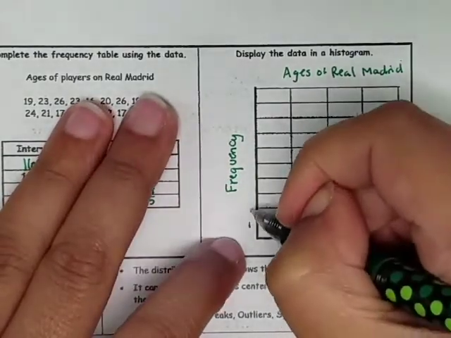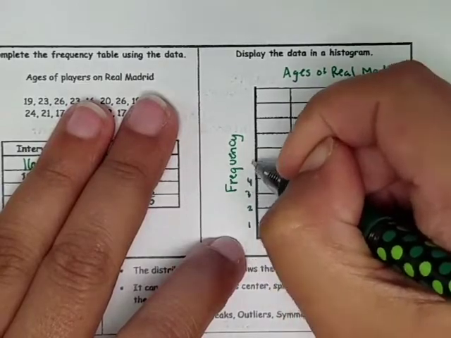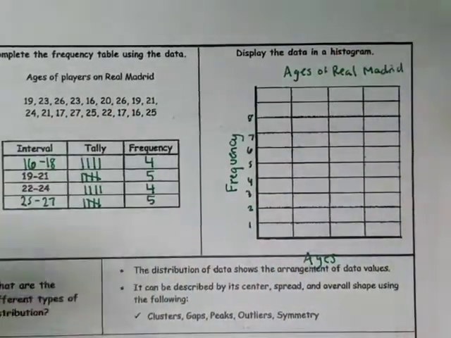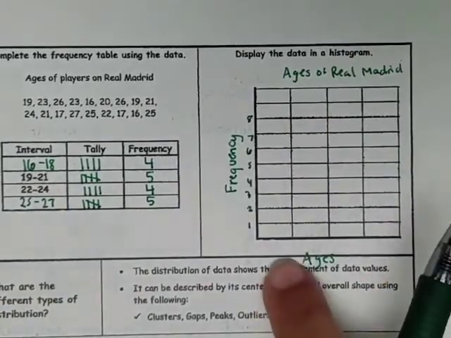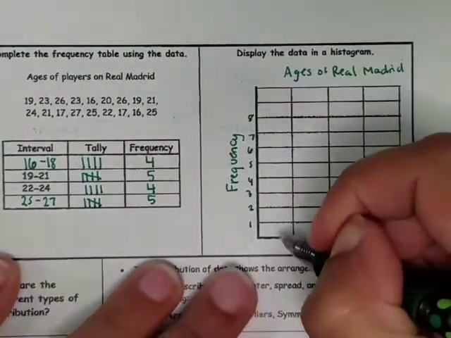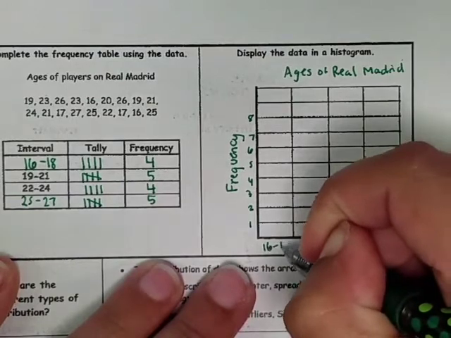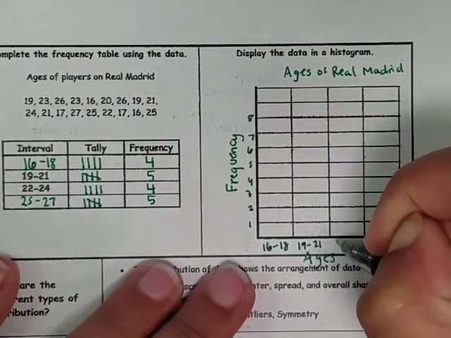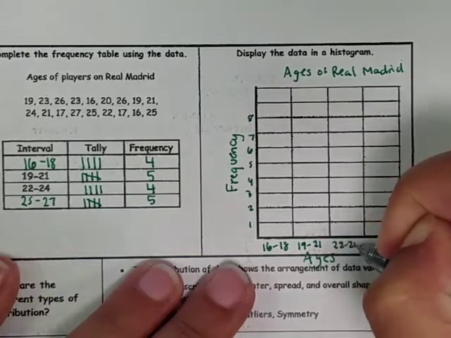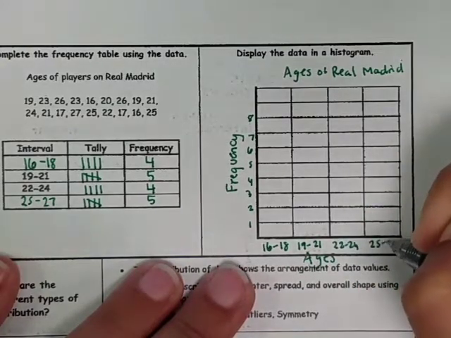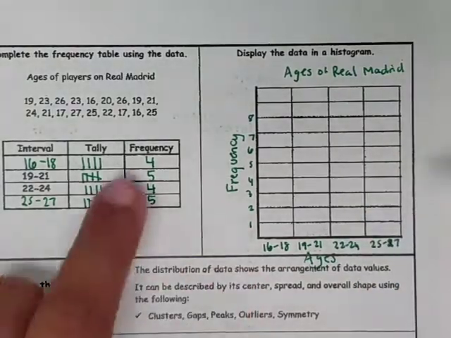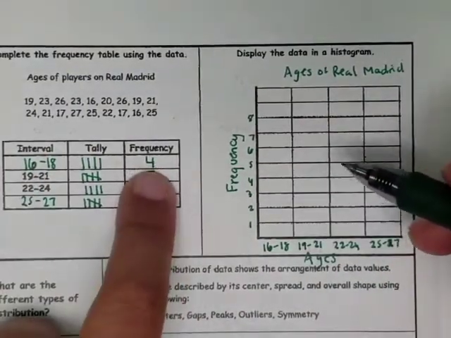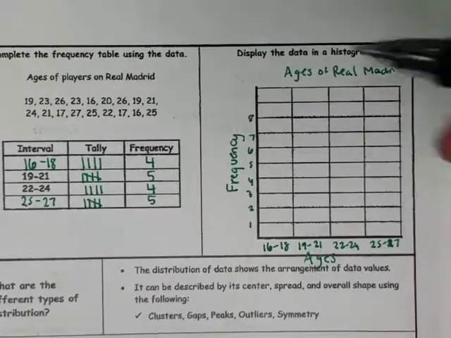All right, and then right here is 1, 2, 3, 4, 5, 6, 7, 8. Highest we need to go is 5. So, and then your age range is we're gonna do our 16 through 18, and then 19 through 21, 22 through 24. And 25 through 27. And then using our frequency table, we're just going to do a bar graph that shows how many we have in each of these intervals.